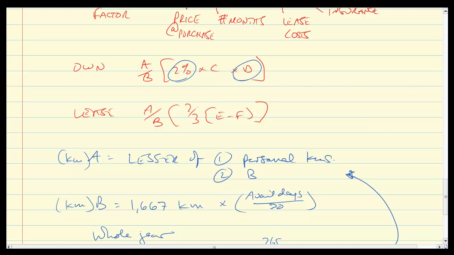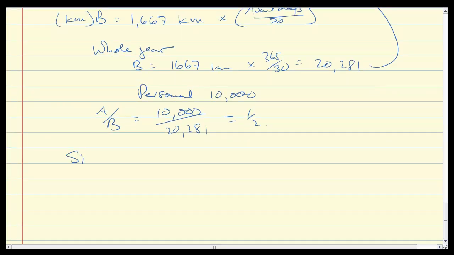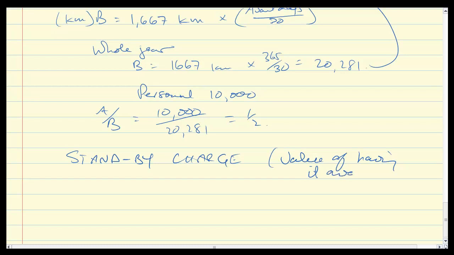The lease is simple, 2/3. We can talk about where the 2/3 comes from, but of the lease cost. But we're not going to include in the lease cost the insurance portion of it, multiplied by the same factor. Okay. The last thing we have to look at. So this is what we call the standby charge. So this is the whole idea of the value of having it available. So the whole idea of the part of the value of a car is having it there.